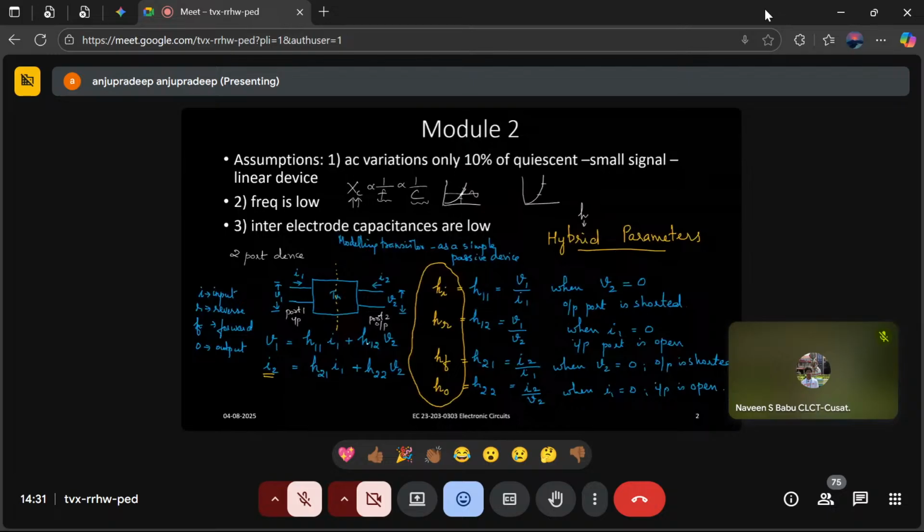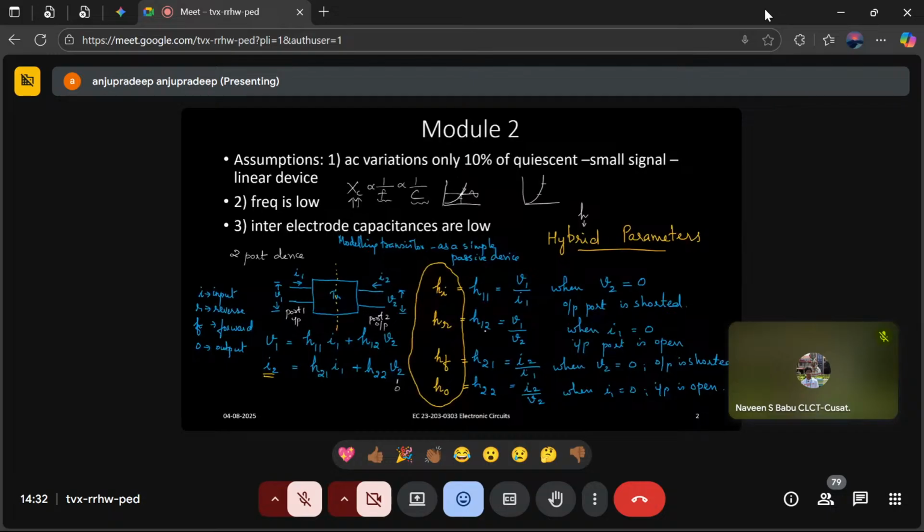So let us come back to these parameters again. H11 is equal to V1 divided by I1. So that is voltage divided by current, which is a resistance part. And the subscripts of voltage and current are 1, which means we are dealing with the input port, port number 1, which is treated as input. So you can call it HI.